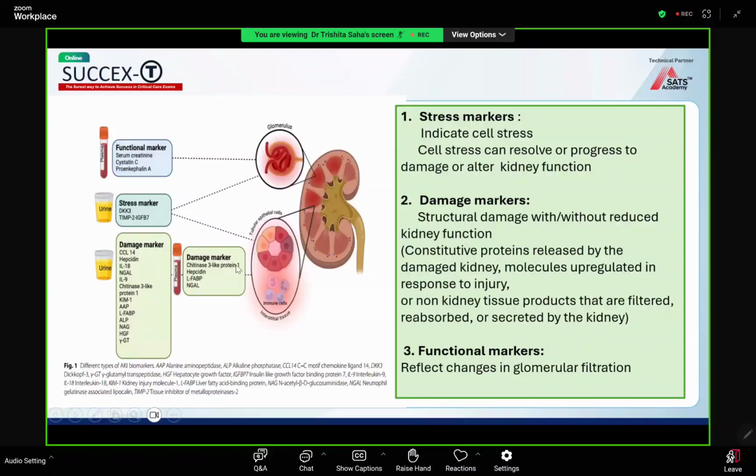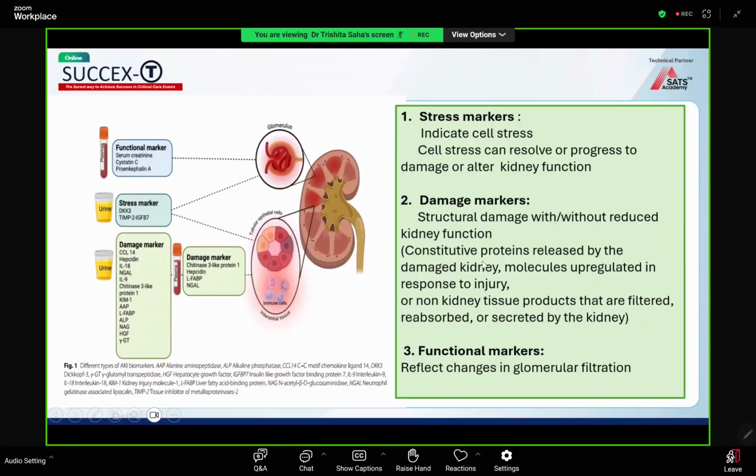Whenever you are writing about the biomarkers, please make a diagram. It is a very easy diagram, pointing out the functional markers, the stress markers and the damage markers. In the functional marker, show what is the plasma marker and what is the urinary marker, and among the damage markers, what is the plasma marker. So what do the stress markers indicate? They indicate cell stress. Cell stress can resolve or progress to damage or altered kidney function. The damage marker is structural damage with or without reduced kidney function.